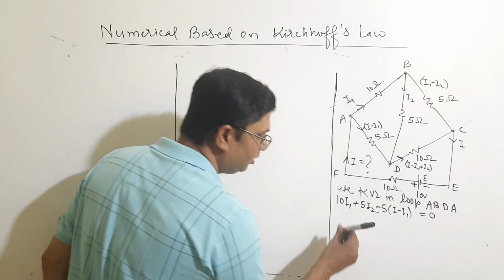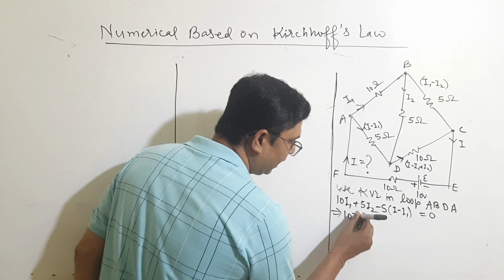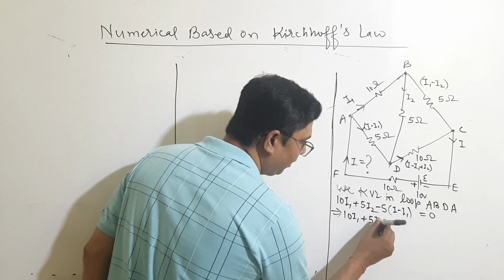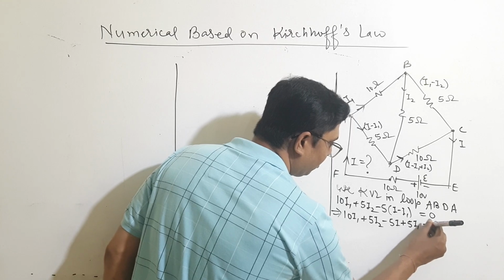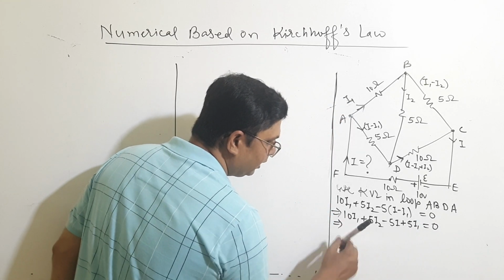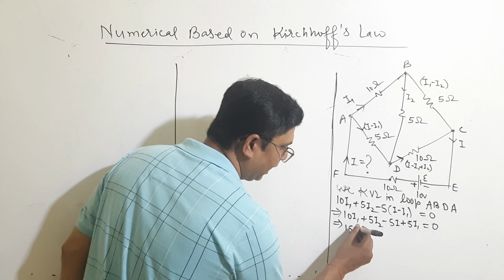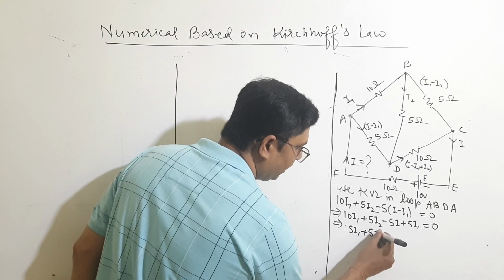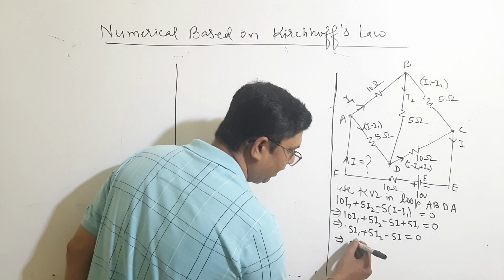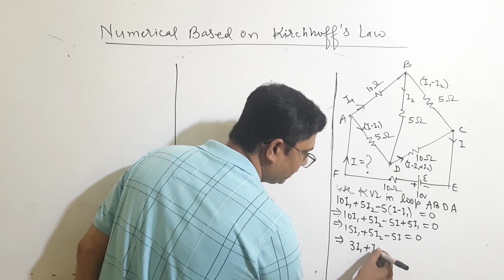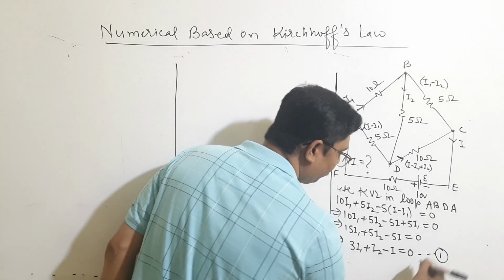Now arrange this equation in the simplest way. So you have 10 I1 plus 5 I2 minus 5 I plus 5 I1 equal to 0. Now this I1 is here and I1 is here, so 5 plus 10 is 15 I1 plus 5 I2 minus 5 I equal to 0. Divide this by 5, you have 3 I1 plus I2 minus I equal to 0. Let this be equation number 1.